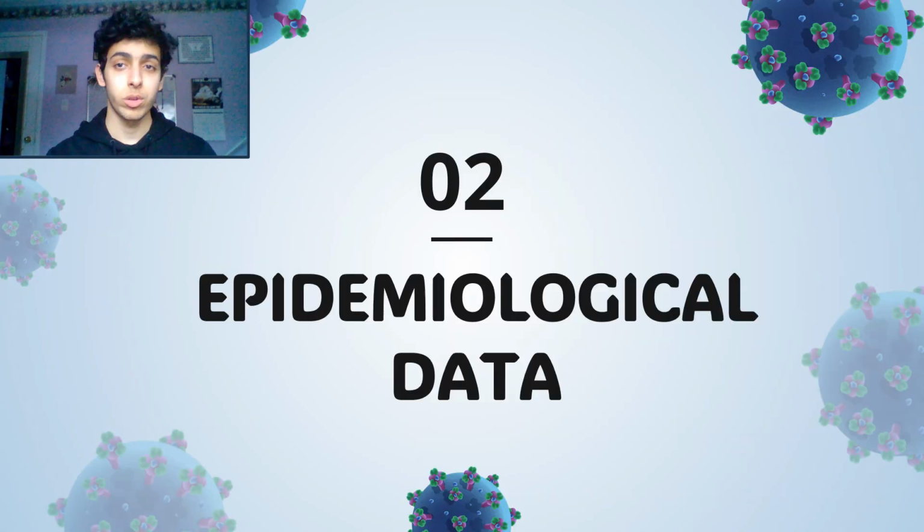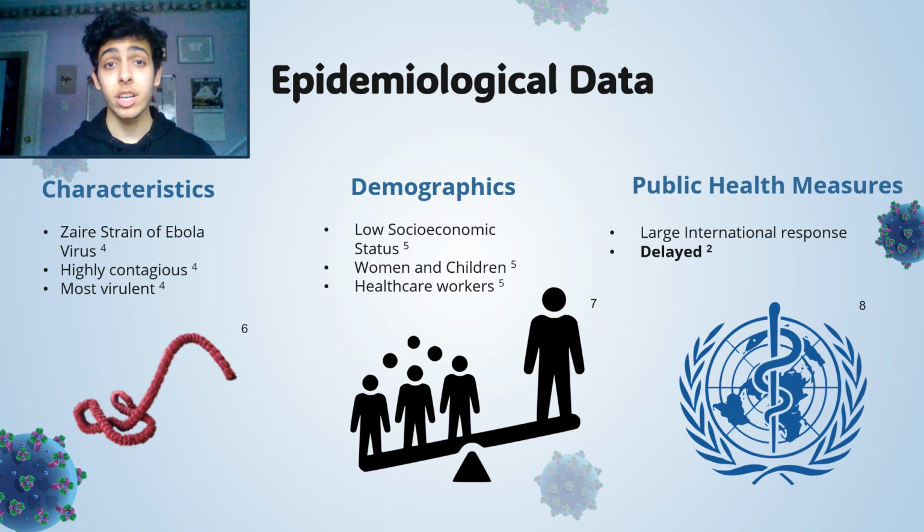Before we outline the story, we will start by looking at the epidemiological data. The virus that caused this outbreak was the Zaire strain of the Ebola, which is the most virulent and most contagious of all the Ebola viruses. The demographics that were affected included countries in West Africa, which were very low socioeconomic status. It affected women, children, and healthcare workers mostly because they were likely to become exposed.